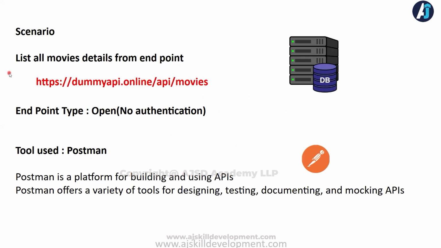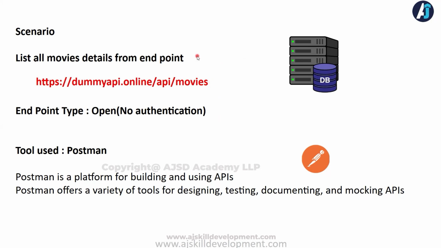So, the scenario: we need to list all the movie details which are available in a third party system, that is, in a web service. The endpoint for that API is given as https://dummyapi.online/api/movies. The dummyapi.online is their web service. Inside the web service we have a lot of web services. One such web service is /api/movies. So we are going to understand how an API works with a simple endpoint.